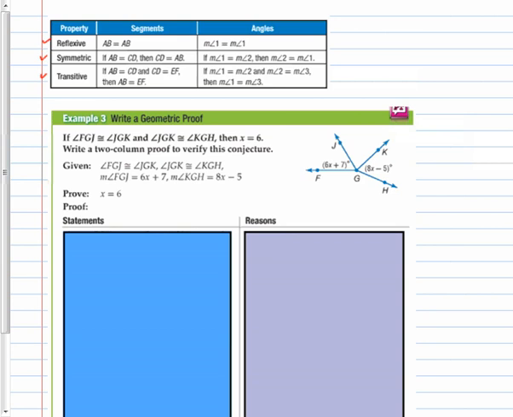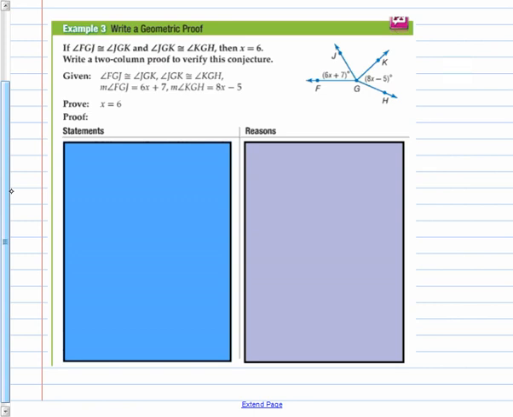Symmetry, if the length from A to B equals the length from C to D, we can flip it around. The length from C to D equals the length from A to B. You get the idea. Transitive, AB equals CD and CD equals EF, then AB must equal EF. So it works with segments, it works with angles. These properties are not just good for algebra, they're good for geometry, which is the class we happen to be in. So let's look at a geometry proof instead of an algebra one.